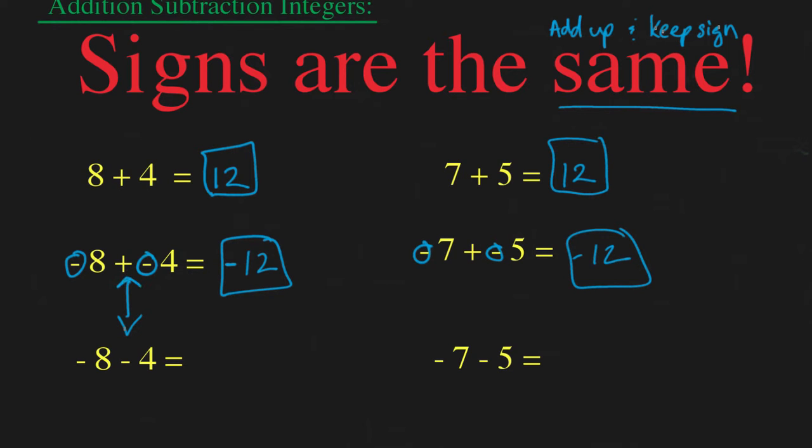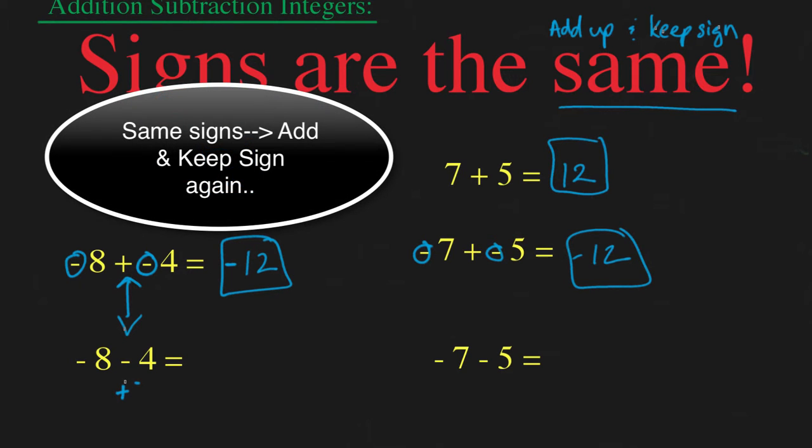This is the same question. These can be written interchangeably. Okay? This minus sign can be written as a plus negative. So what you do in that scenario is you say, okay, well, the answer is 12 because the signs are the same, negative, negative. I add the two values, and then I keep the sign, negative 12. Same thing here. These questions are interchangeable. You add the numbers, keep the sign.